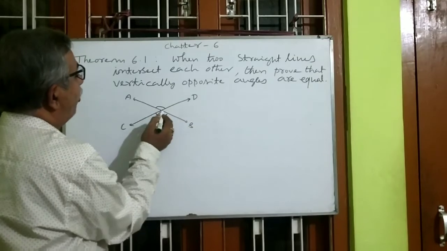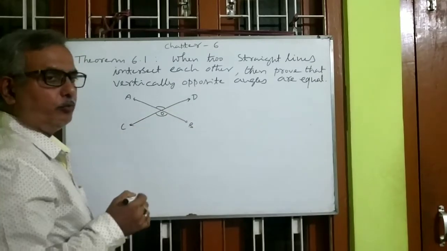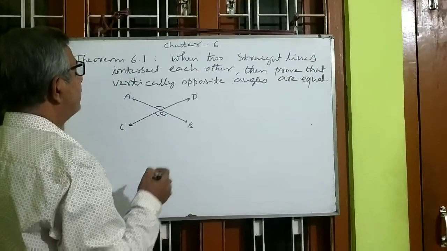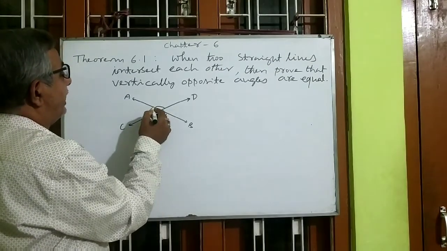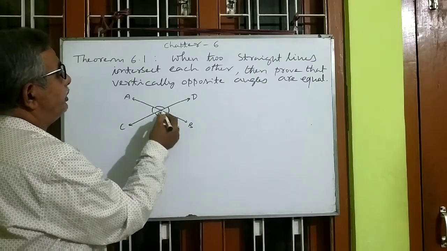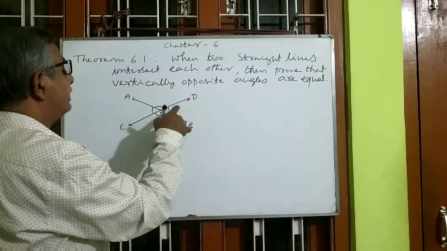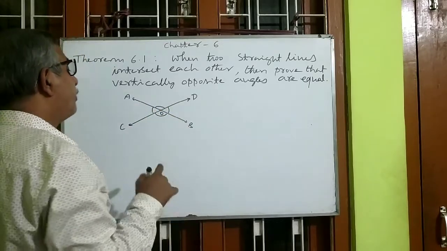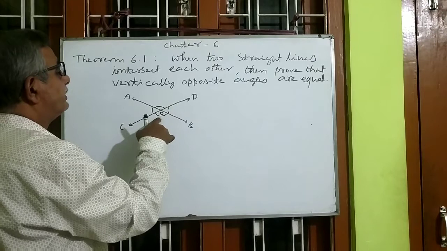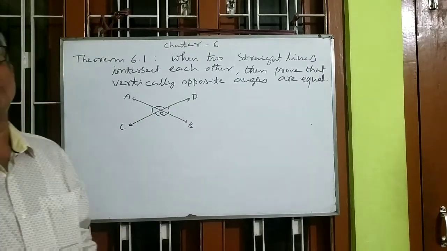One pair is AOB and BOC, vertically opposite angles, and another is AOC and BOD, vertically opposite angles. You have to prove this angle is equal to this angle and this angle is equal to this angle.